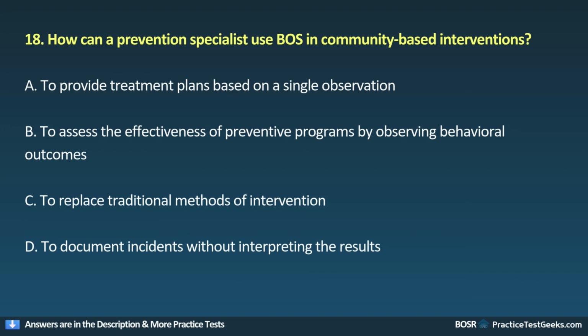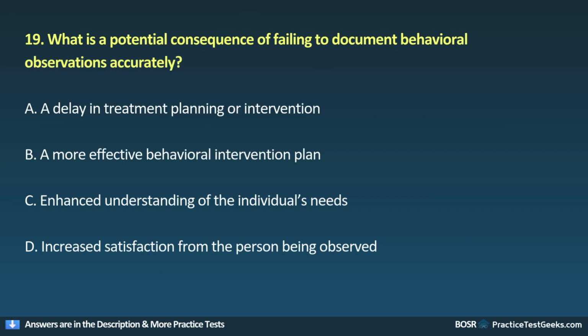A. To provide treatment plans based on a single observation. B. To assess the effectiveness of preventive programs by observing behavioral outcomes. C. To replace traditional methods of intervention. D. To document incidents without interpreting the results. 19. What is a potential consequence of failing to document behavioral observations accurately?